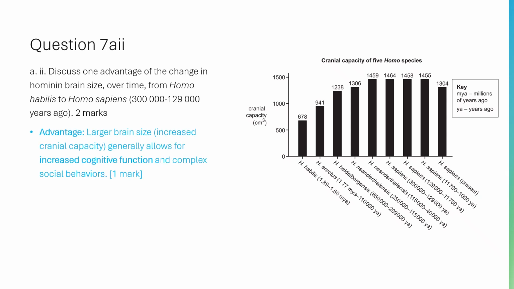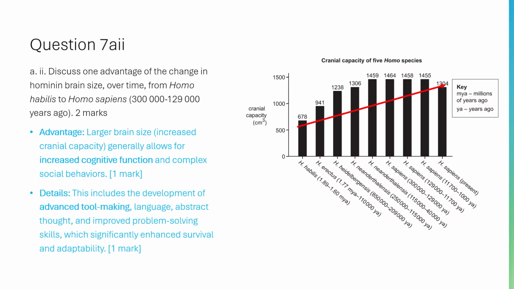Advantage: larger brain size, increased cranial capacity, generally allows for increased cognitive function and complex social behaviors. Details: this includes the development of advanced tool-making, language, abstract thought, and improved problem-solving skills, which significantly enhance survival and adaptability.